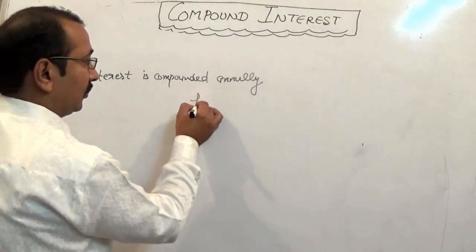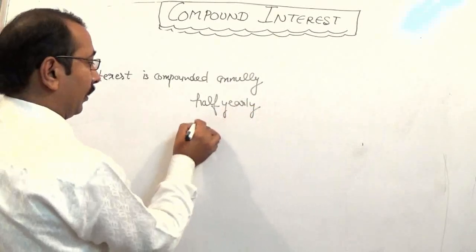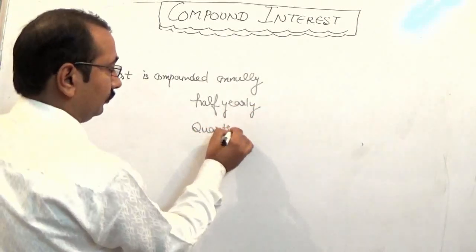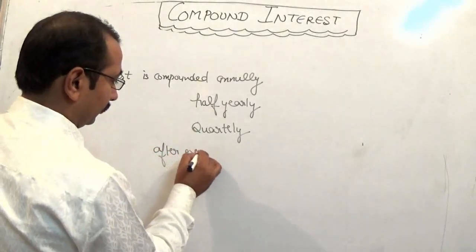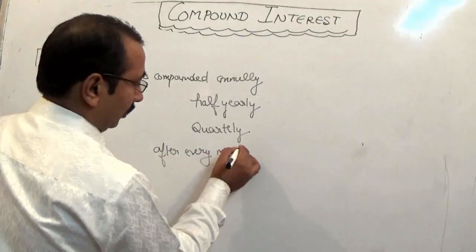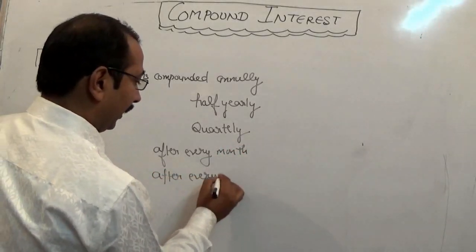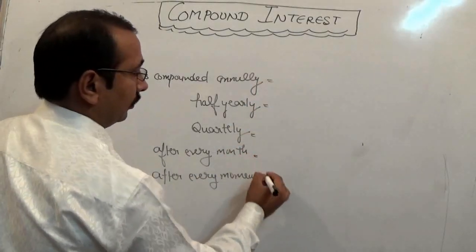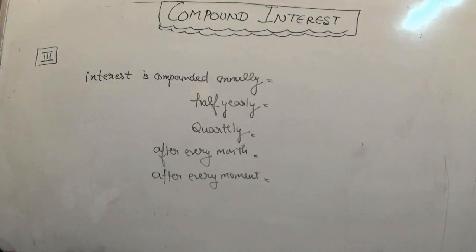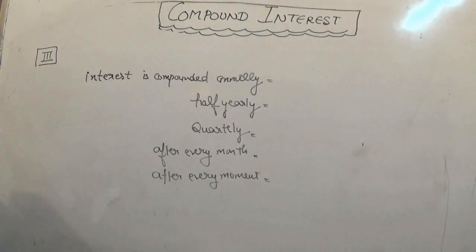In some questions it is mentioned compounded half yearly, compounded quarterly, compounded after every month, or compounded after every moment, or we can say infinitely. Pay attention here. This point deals with the compounding of interest.